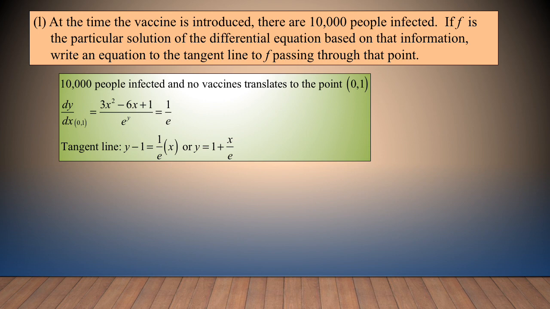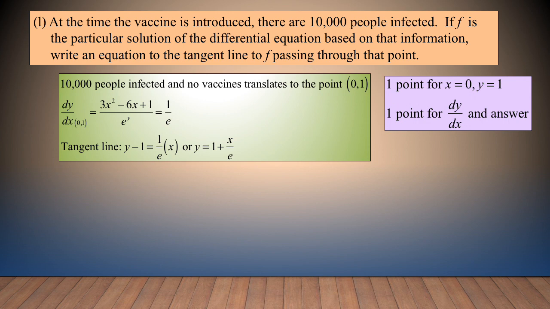2 points for this problem, 1 point for the initial point, x equals 0, y equals 1, and 1 point for dy/dx, and the answer.